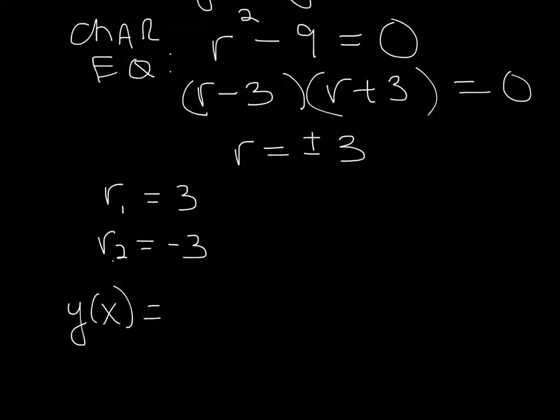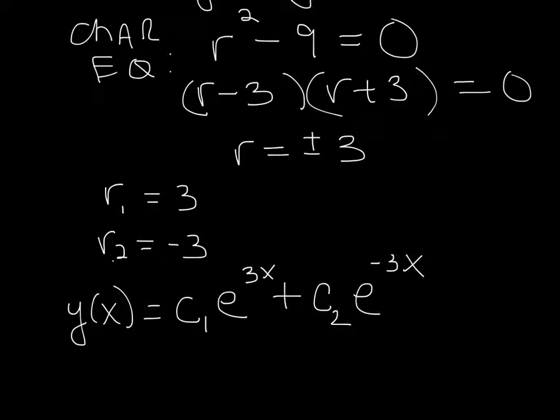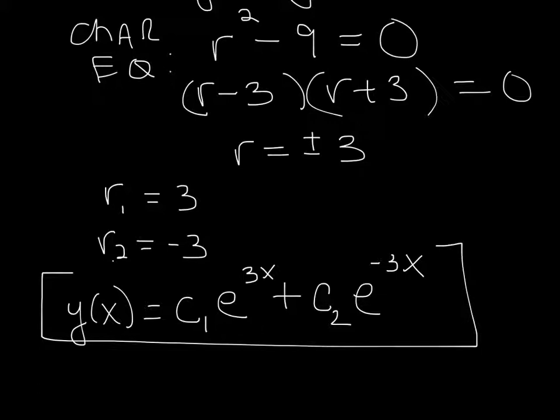So y of x equals c1 e to the 3x, right, r1 x, so 3x, plus c2 e to the r2 x, so my r2 is negative 3x. So this is our solution, our general solution.